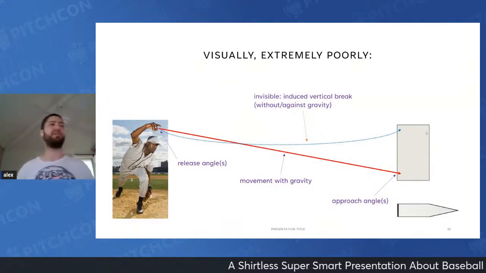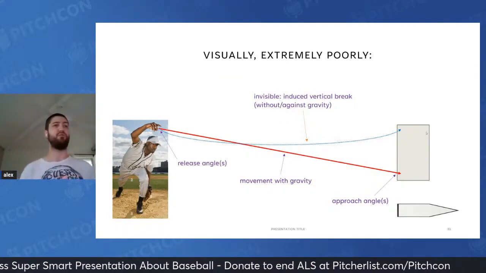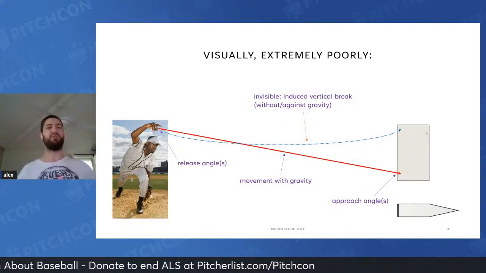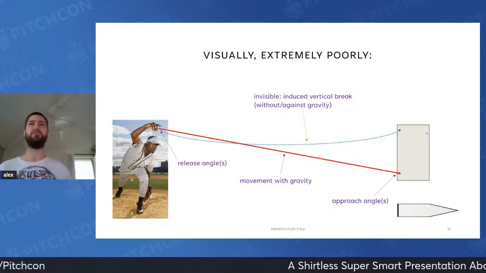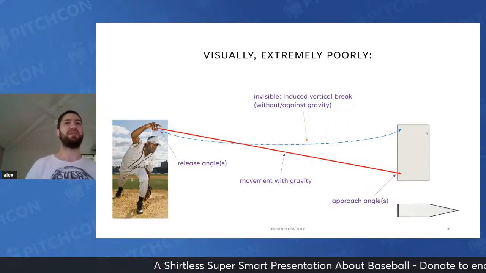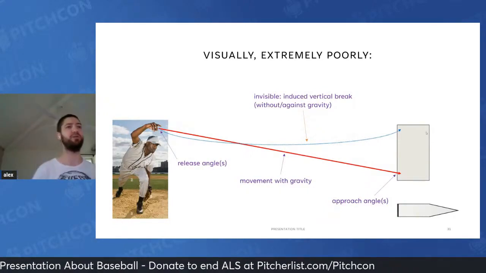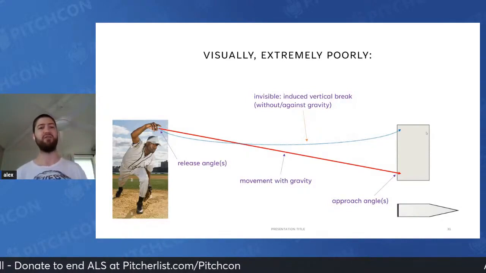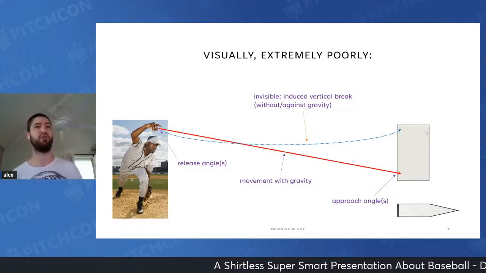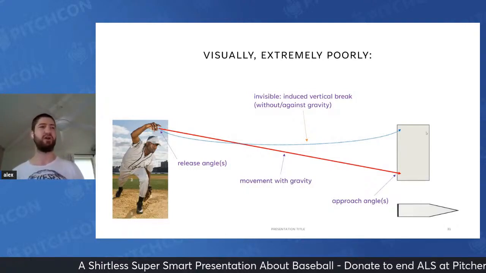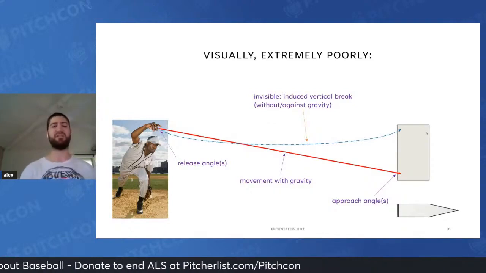So visually, and extremely poorly, these are all the different components of a pitch basically at this point. We're talking about the release angle on the left. The red line is the movement with gravity. On the right, the angle at which it approaches home plate, that's the approach angle. The blue line is not visible. I shouldn't say it's invisible because you do see the pitch, but you don't necessarily see the two competing forces of gravity and induced vertical break happening against each other. So the blue line is just capturing the idea of the pitcher imparting forces against gravity on the pitch. It's creating rise, so to speak. It's creating carry, whatever you want to call it, ride, all sorts of different names for IVB. So this is just a quick visual, and I hope that's helpful.